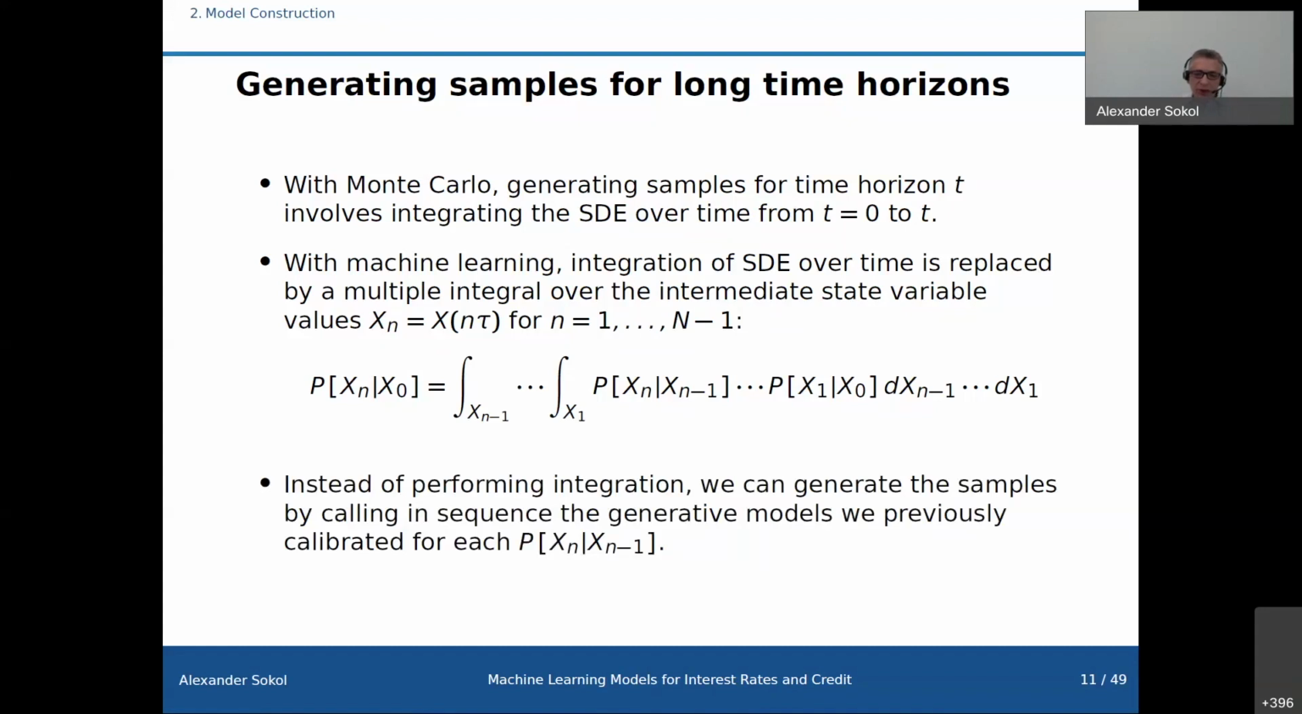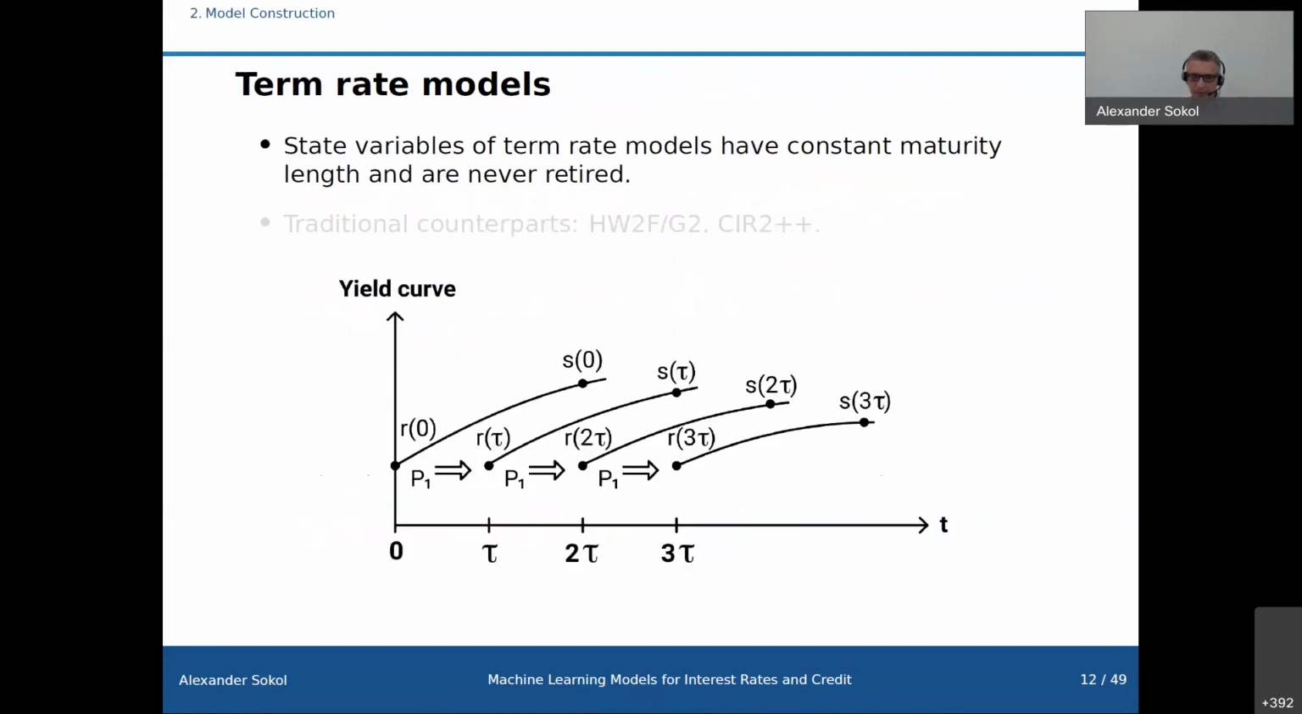Finally, for generative models, I will have a slide on it later, but these are models that don't give you the probability density, but they draw samples from it, right? In this case, we can just draw samples for 1 year, then starting from that, draw samples for the next year and so forth. So we don't even have to take the integral. Essentially, the model takes it for us.